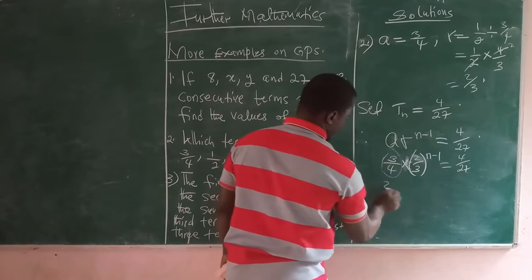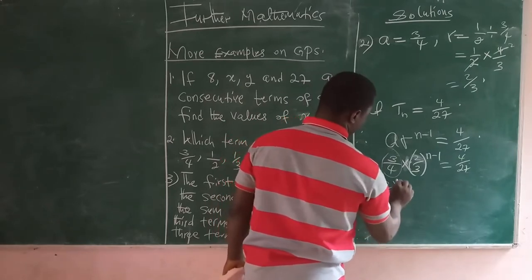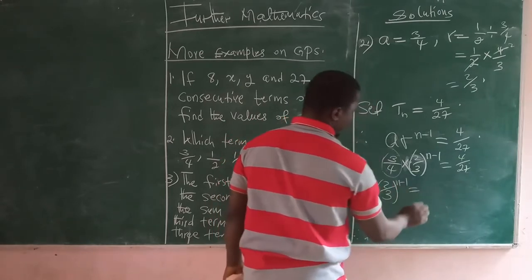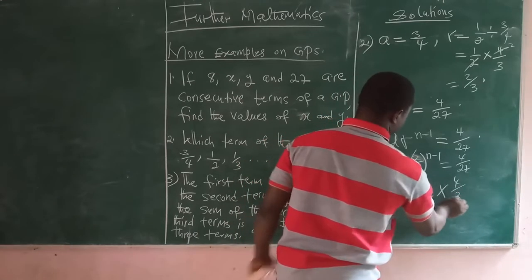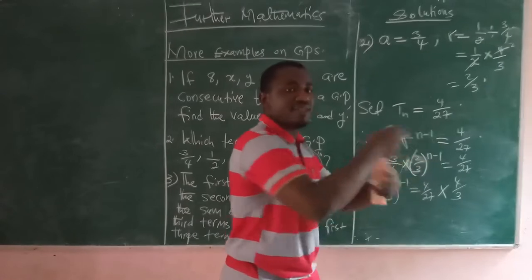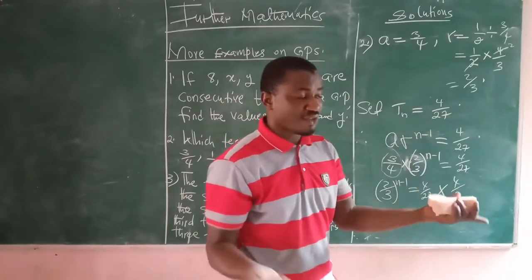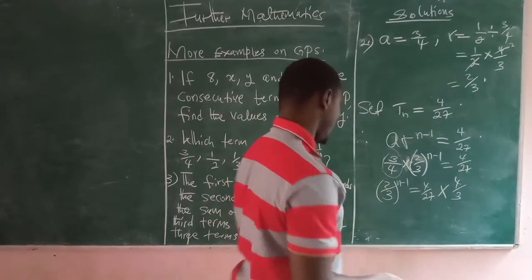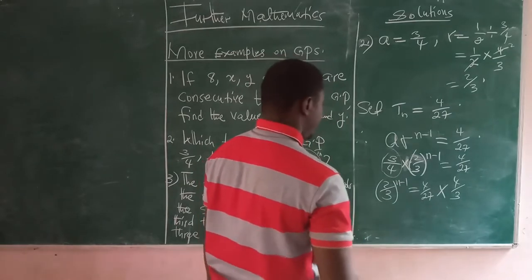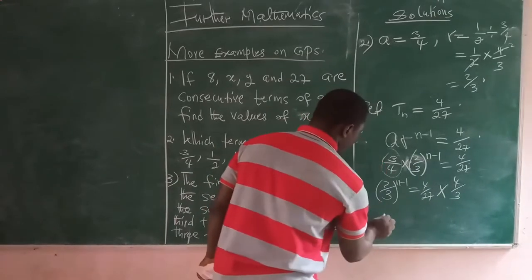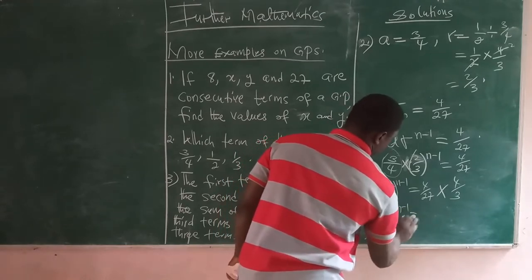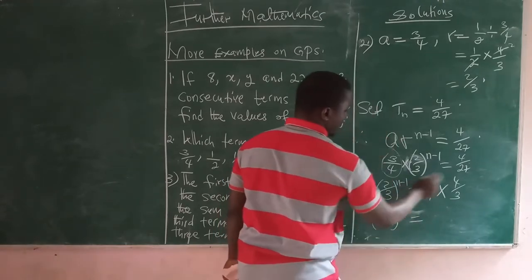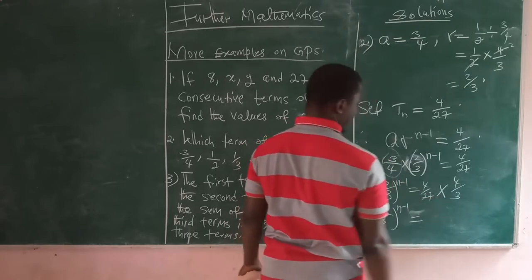So I'm going to have 2 over 3 power n minus 1 is equal to 4 over 27 times 4 over 3. So when this goes the other side, it inverts to its opposite, to inverse. Okay, now we have 2 over 3 raised to the power n minus 1. This will be equal to 4 times 4 is 16. This time this is 81.